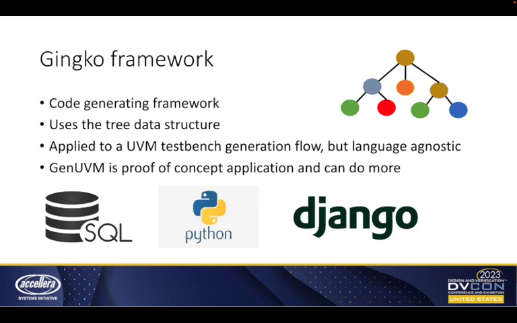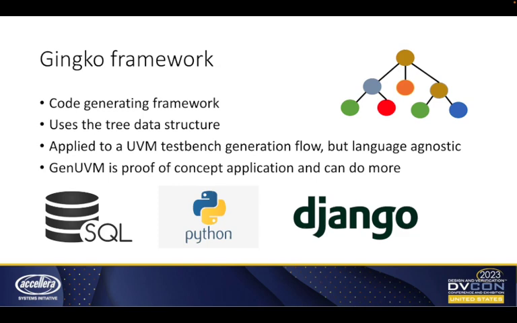We use the Jinko framework to develop a UVM testbench generation flow called GenUVM. GenUVM is a proof of concept using the Jinko framework, and actually we can do more in the future. GenUVM is the first application and the first proof of concept that uses the Jinko framework to generate code.